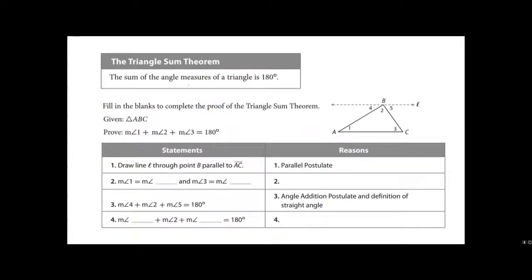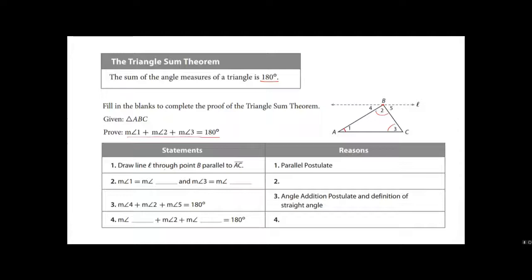All right, so we have the triangle sum theorem, which basically says angle 1 plus angle 2 plus angle 3 have to add up to 180 degrees, and that works for all triangles. We're going to do the fill in the blank to complete the proof for the triangle sum theorem. Notice they give us line L, that intersects point B. We're proving that angle 1 plus angle 2 plus angle 3 is 180, just like I said earlier. That's the theorem itself.